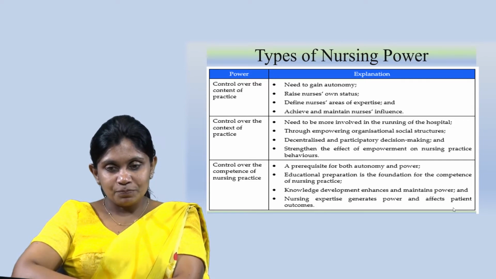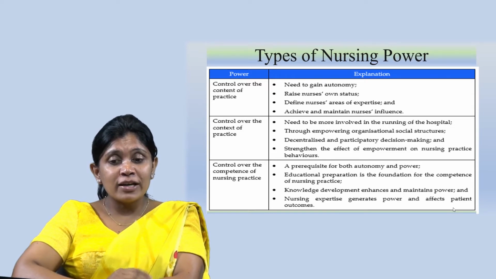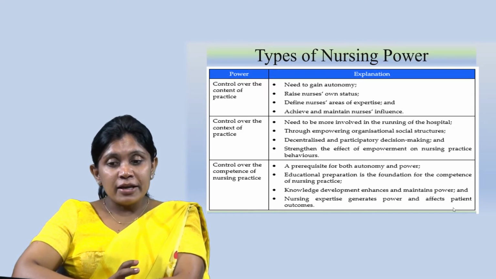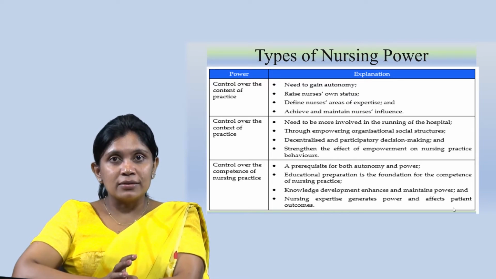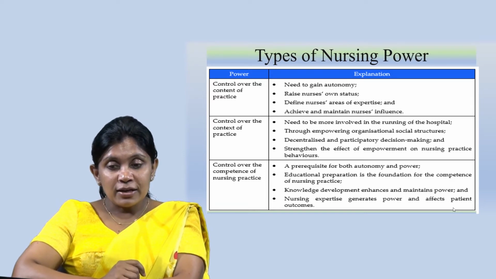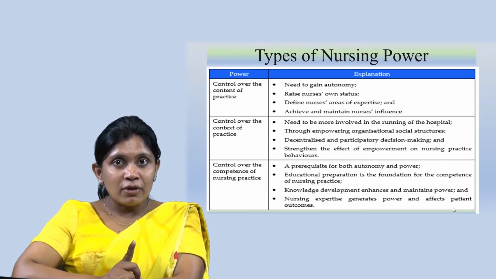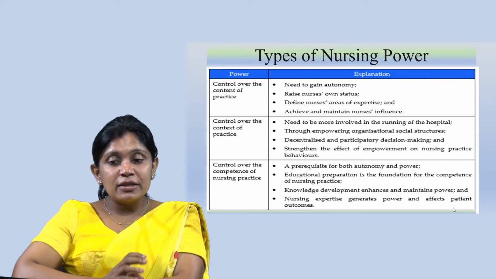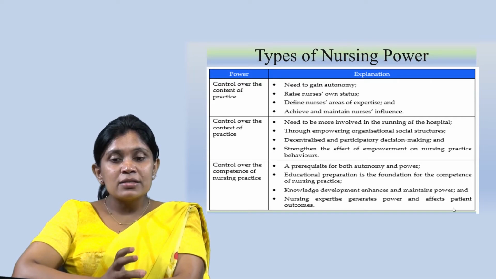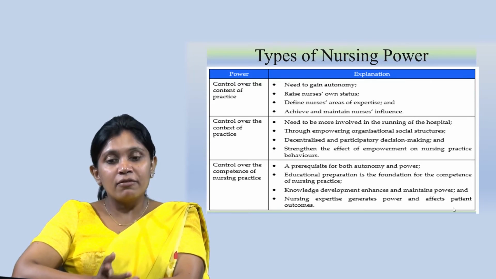nurses' influence. When it comes to control over the context of practice, what they need is to be more involved in the running of the hospitals through an empowering organizational social structure. Nurses can support that. Then decentralized and participatory decision making. It is not within one leader or within one manager. And strengthen the effects of empowerment on nursing practice behaviors. It basically concerns the skills and the area they work.